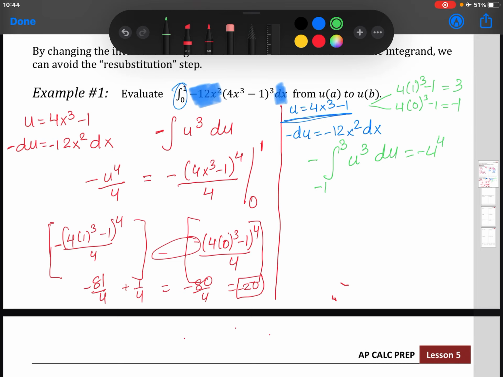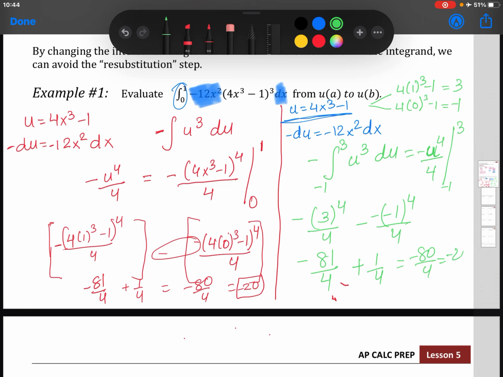It would be negative u to the fourth over 4. You have to be careful, right? It's negative 1 to 3. And now all you do is substitute in. So negative 3 to the fourth over 4 minus negative 1 to the fourth over 4. So negative 3 to the fourth is 81 over 4 plus 1/4, which is negative 80 over 4, which is negative 20. So no matter which way you do it, you do end up with the same thing.